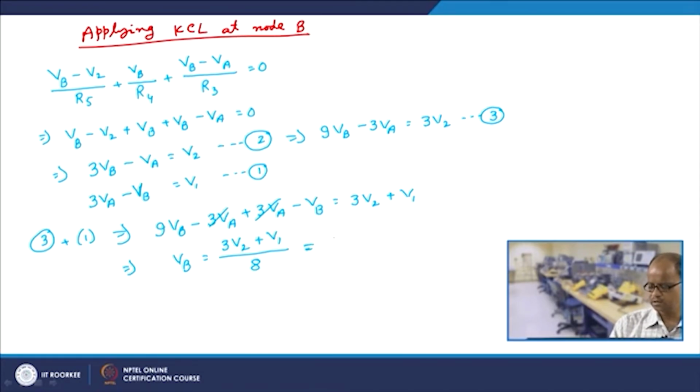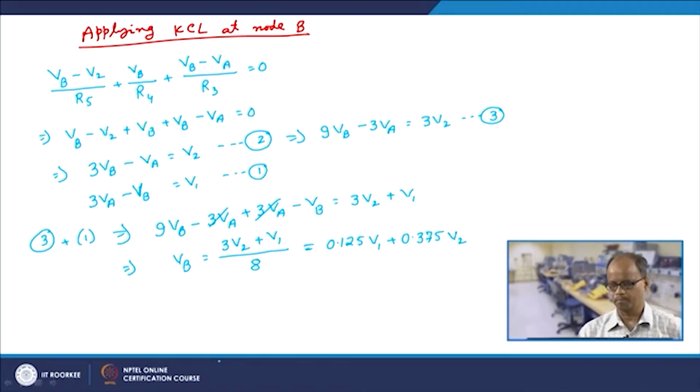So I can simply say VB is equal to (3 V2 plus V1) by 8. So that I can say that it is 0.125 V1 plus 3 by 8 would be 0.375 V2. So this is equation 4.